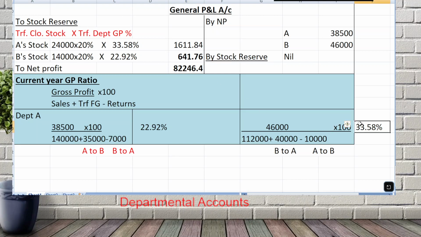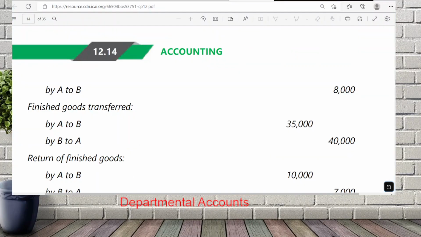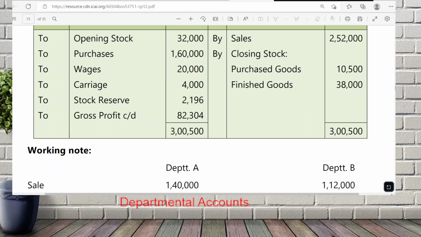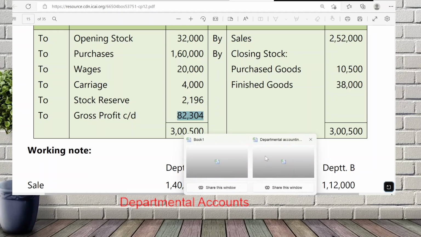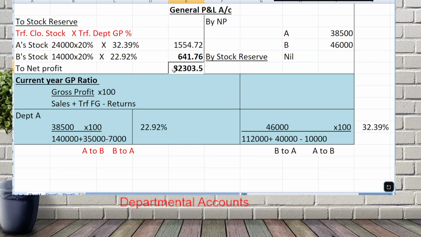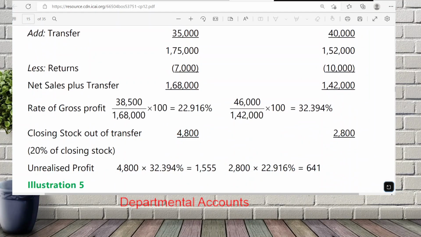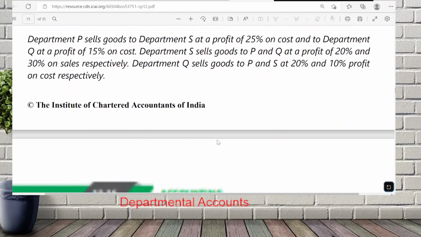This one, 82.39. $82,304. Check the textbook answer. Yes, correct. Your profit percentage is also correct. Ignore their workings. Let us go for our own method.